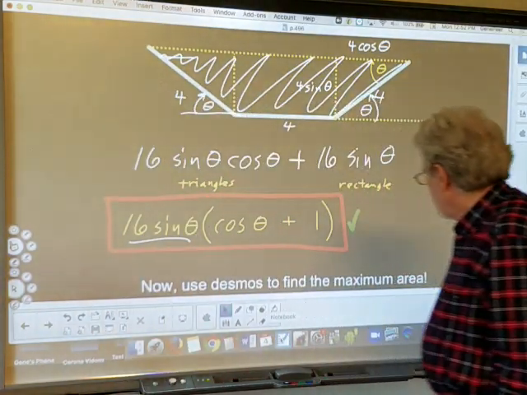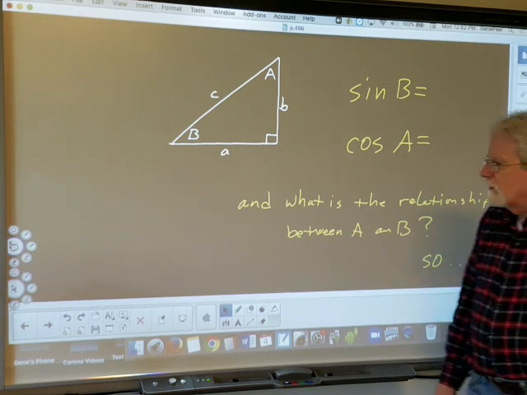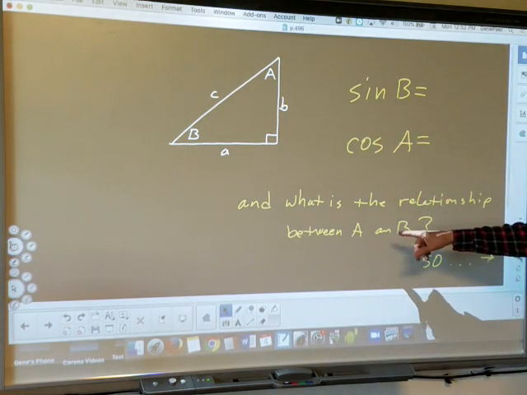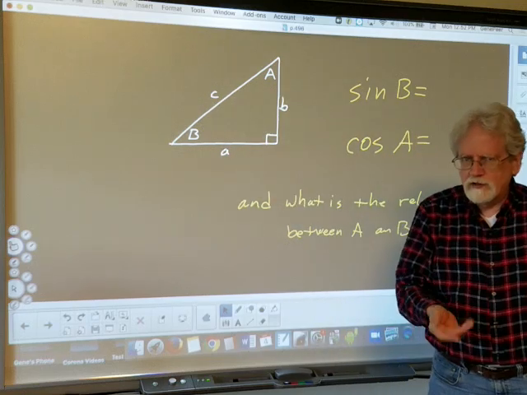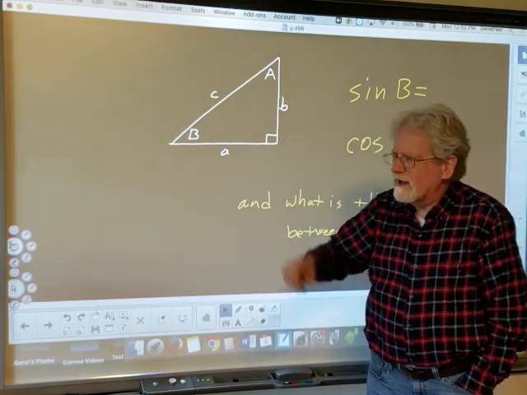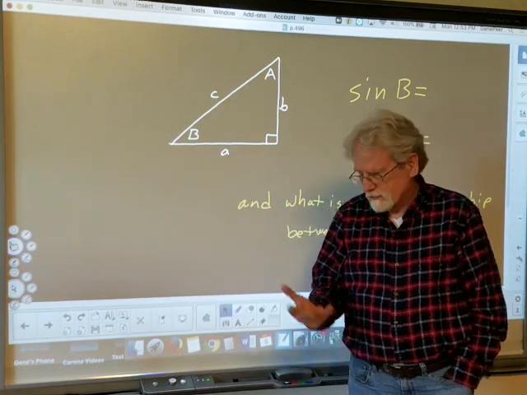Let's go on now to this. Very important to recognize. We talked about this at the tail end of chapter 6. The relationship between A and B. We know that A and B have to be what? Give me that C word. Congruent. No, not congruent. A and B have to be complementary. They have to add up to 90.